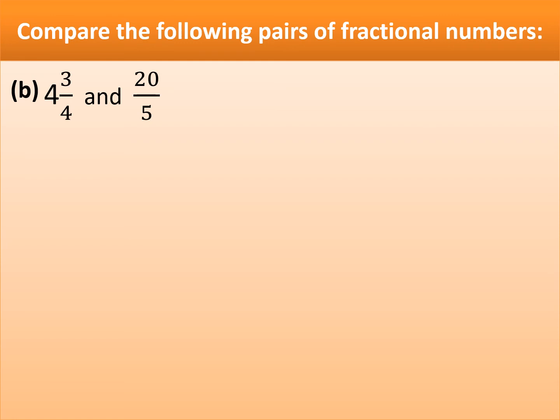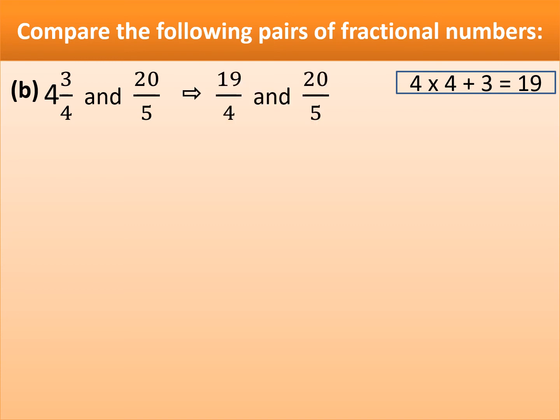See, in this question, 4 3 upon 4 is a mixed number. So first we convert 4 3 upon 4 into improper fraction. How? Let's see. 4 fours are 16 and 16 plus 3 is 19. So the fraction is 19 upon 4. How can we compare fractions 19 upon 4 and 20 upon 5 when the denominators are different? To make the denominators same, we will convert them into like fraction.